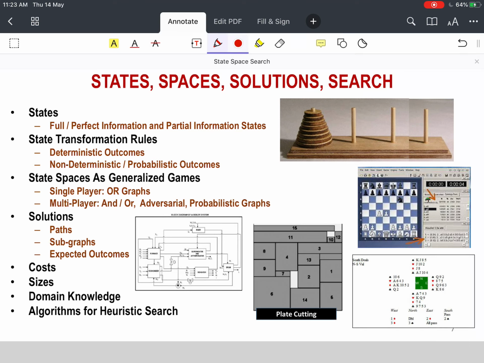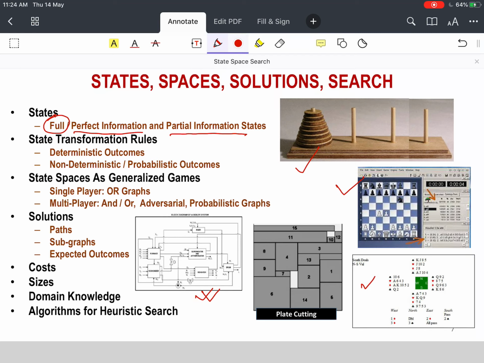We had also discussed that there are various aspects related to states, spaces, solutions, and such. Firstly, we said that the states can be fully and perfectly informed. However, some states could also have partial information. We looked at the control problem, where we said that there are many variables in a control plant, but not all the variables are observable, which means that for a given state, the values of every variable may not be known. So the problem can have partial information, whereas the Tower of Hanoi or the chess playing problems have full information.